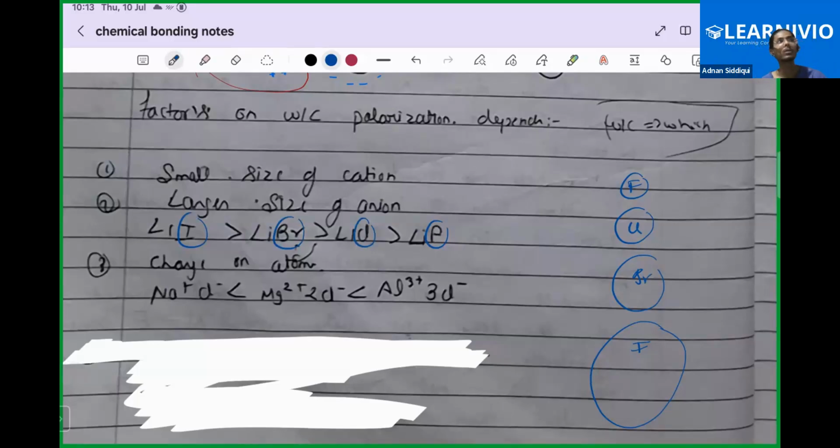This was all about Fajan's rule, right? So the anion size will be largest in lithium iodide, and lithium is the same. It is a small cation and it is the same in all. Let me draw it here. Suppose this is your lithium, this is your lithium, this is your lithium. Lithium has the same size. What we are basically changing is our anion.